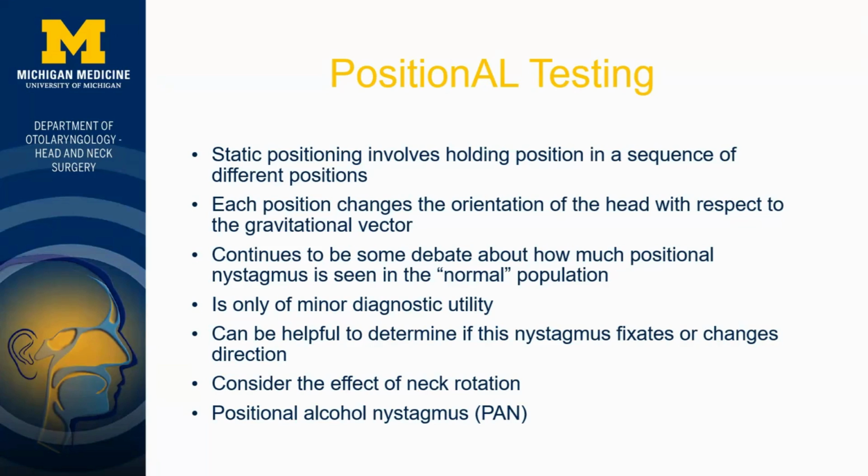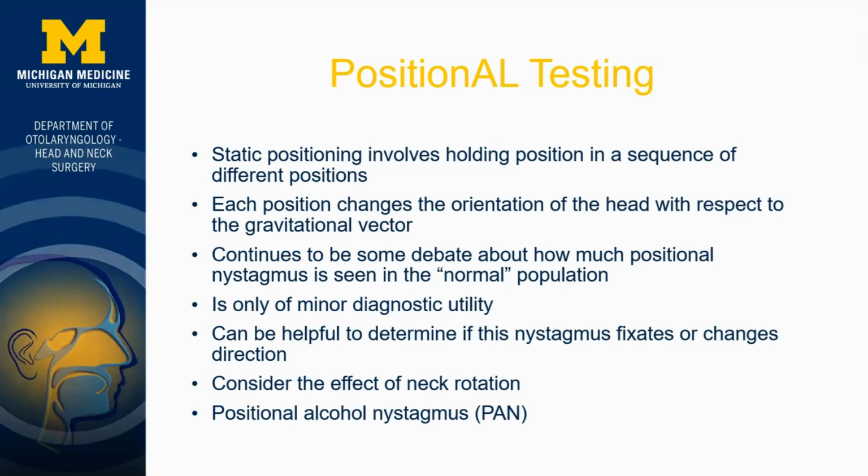So I will say in the hundreds and hundreds of patients that I have seen, quite a few people have positional nystagmus without any other findings, and it can be quite robust. There is just that kind of bell curve, just like there is for anything else. It's only of minor diagnostic utility. Positional nystagmus is not a lateralizing finding, and in a lot of ways is not even a localizing finding.